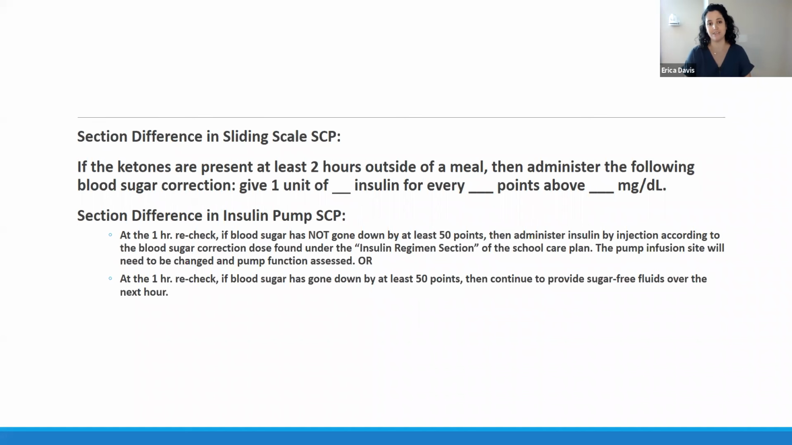At home, that student or that family, they're going to call us and we're going to give them exact directions of what to do. They don't know how to do this yet. So just be aware they might not know what that correction dose is.